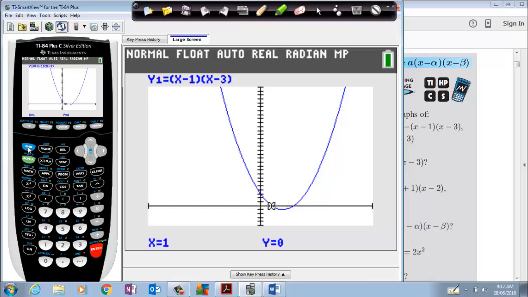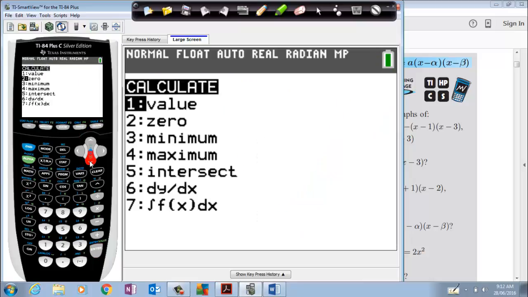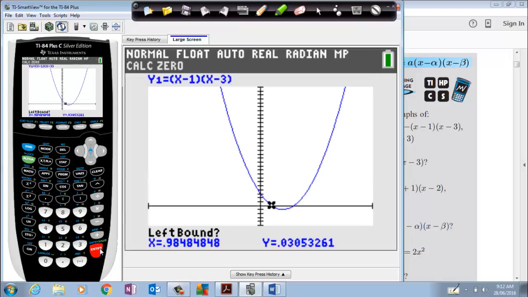If you didn't know that, then you would just go second calc and you'd choose the zero, and it says go to the left of the zero, press enter, go to the right of the zero, press enter, then a guess, and it jumps to it and says zero is x equals 1. We could do the same for the one on the right to get the two x-intercepts. So it turns out to be 1 and 3.